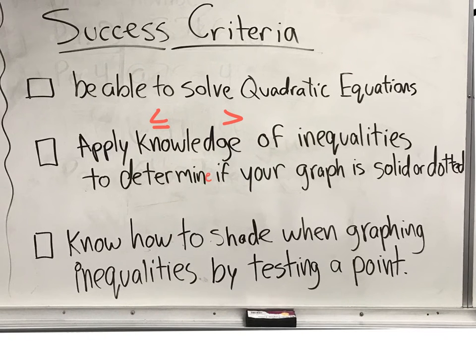Okay. All right, and what else do we need? We need to know how to shade when graphing. And how do we do that? We test a point, usually 0, 0. If it works, you shade in that side. If it doesn't work, you shade in the other side. Let's go back to Algebra 1, right on our notes.